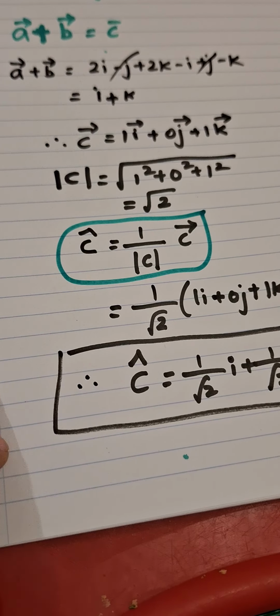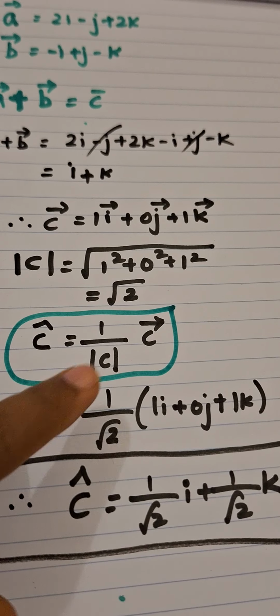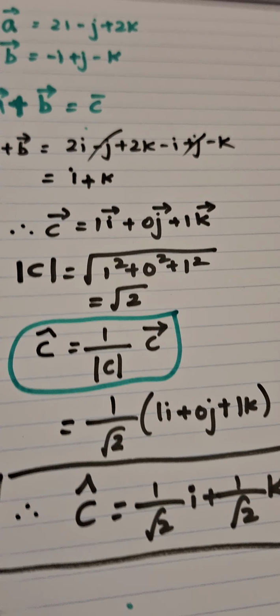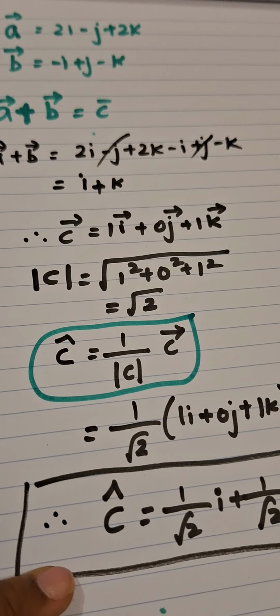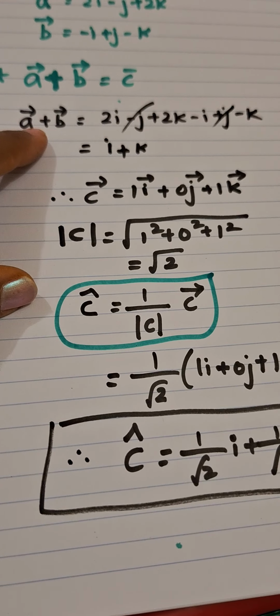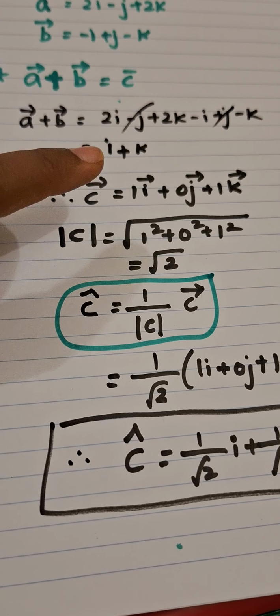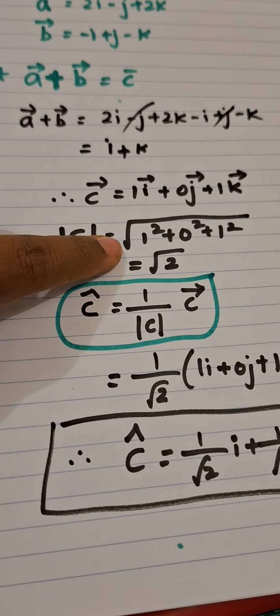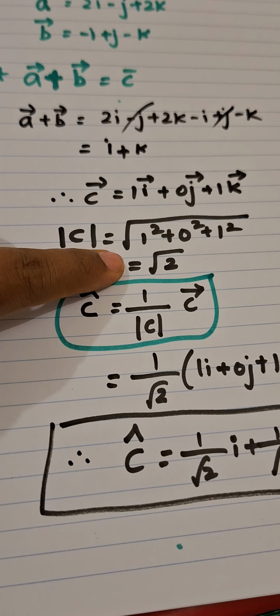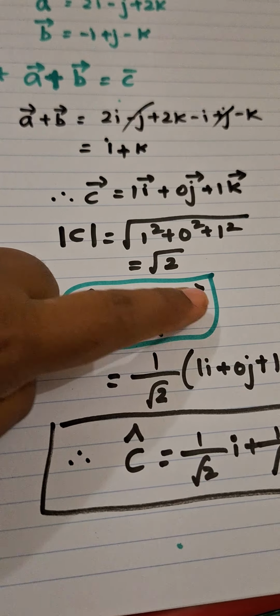Unit vector is what? One by its magnitude with a determinant. So those values we are substituting. First we said a plus b. Whatever is given, we just added these two. We got this. So we said the determinant is a square plus b square plus c square. We got root 2. Unit vector is 1 by determinant into magnitude.